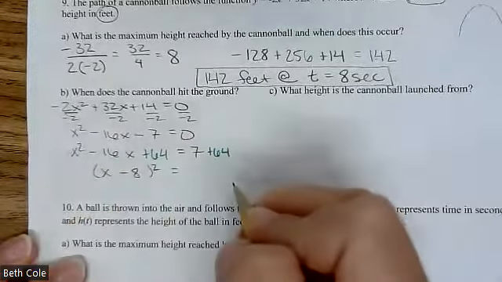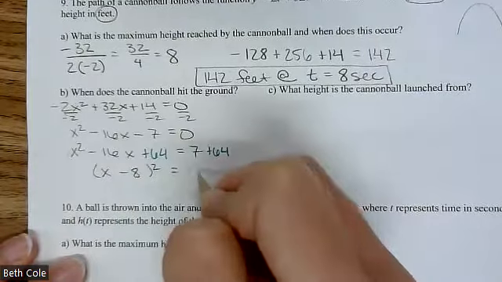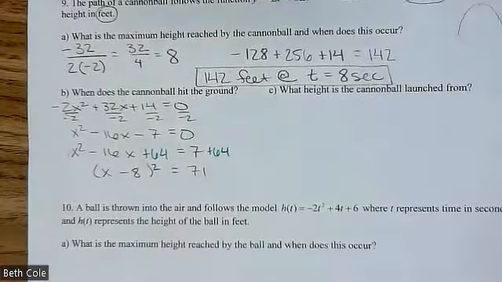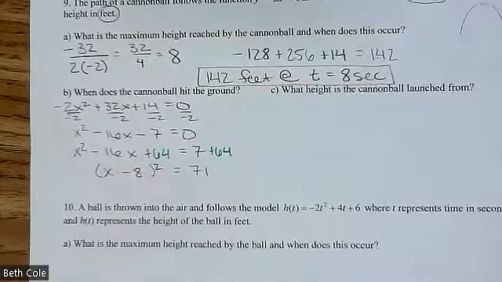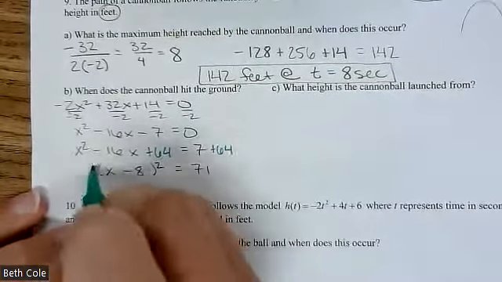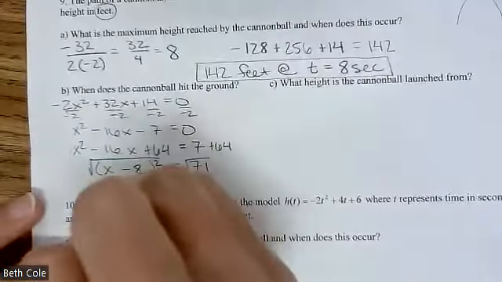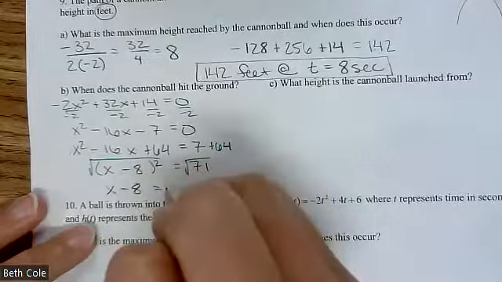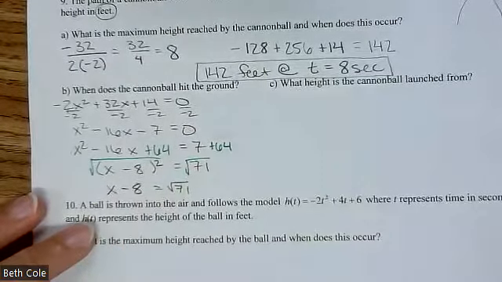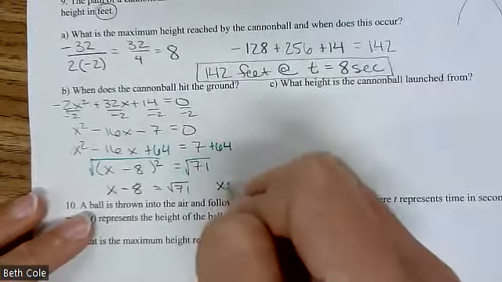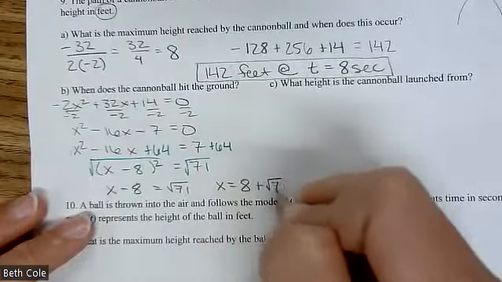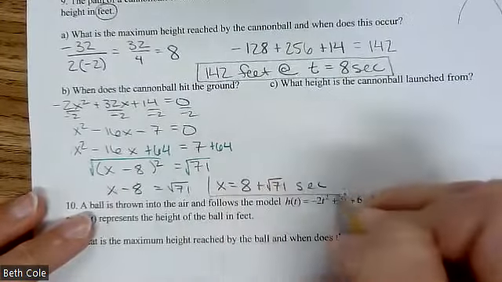X minus 8 squared equals, what is that, 71? And then how do you get rid of the square? We're almost there. Square root. Now, typically you put a plus and minus, but this is a story problem and we don't do negative seconds. So we're just going to do positive, okay? It'll be x minus 8 equals square root of 71. And then you would add the 8. So 8 plus square root of 71 seconds, whatever that is.